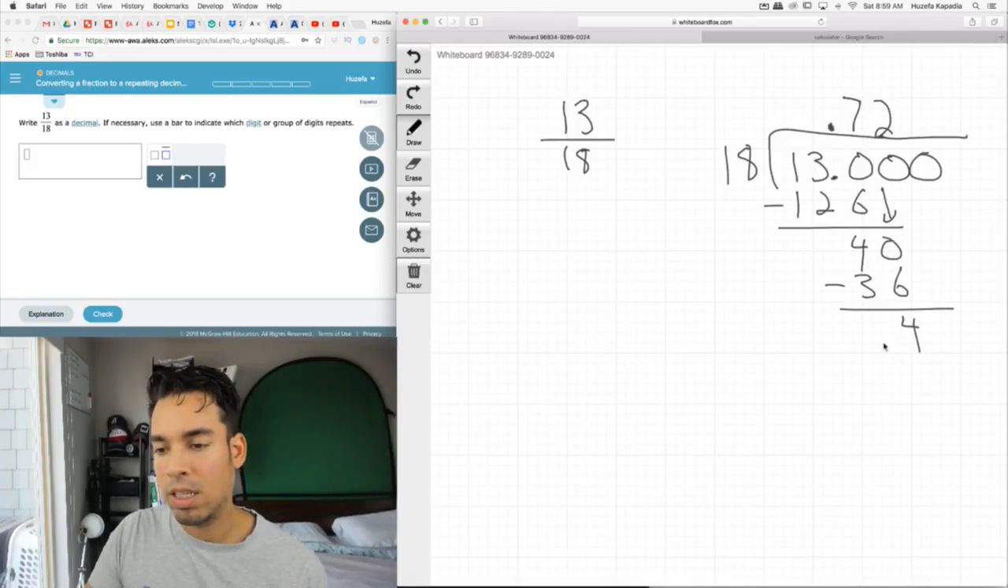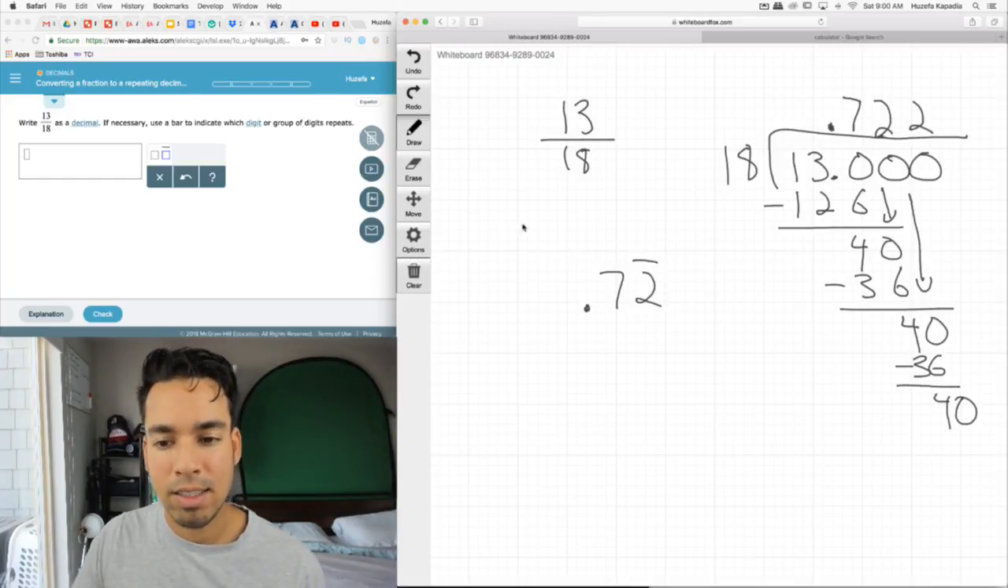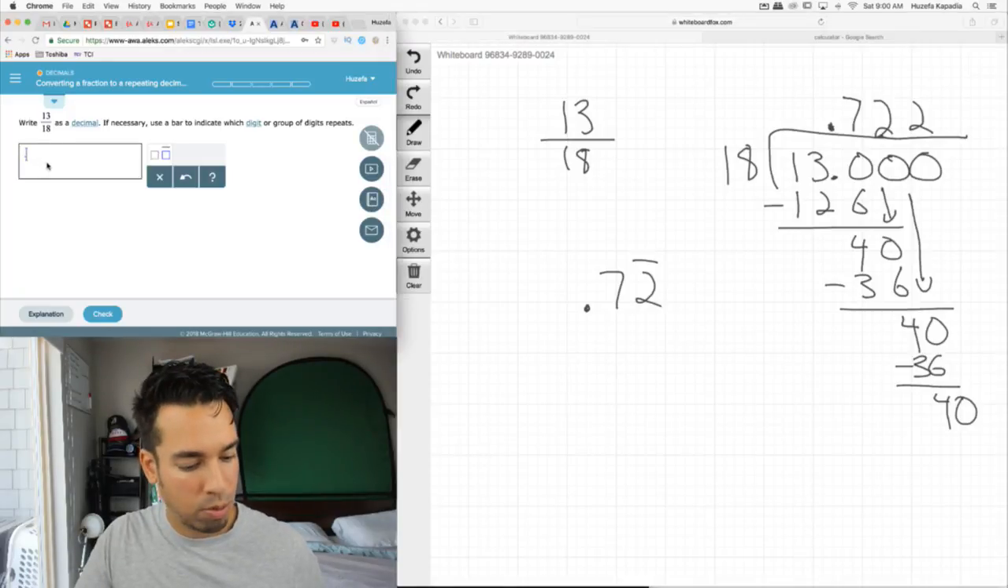Guess what? We got a repeating decimal. Because I can already tell the pattern's going to repeat now. Bring down another 0. 18 goes into 40 twice again, right? You see how it's going to keep on repeating? So on and so forth. So it's 0.72222, or we put a little bar on top. And that indicates that the 2 repeats. So we say 0.72 repeating.